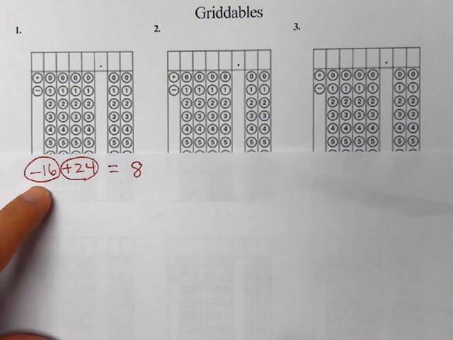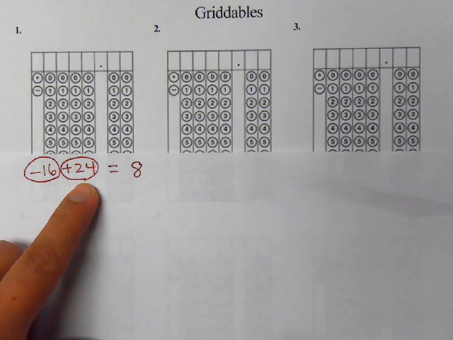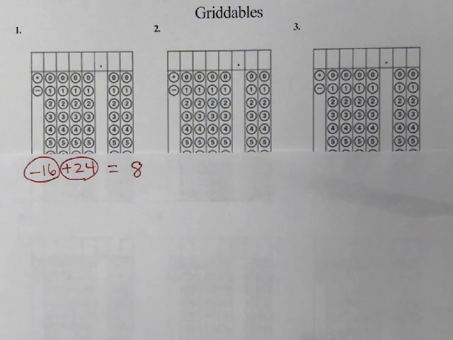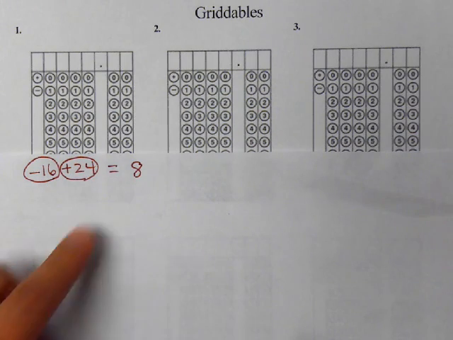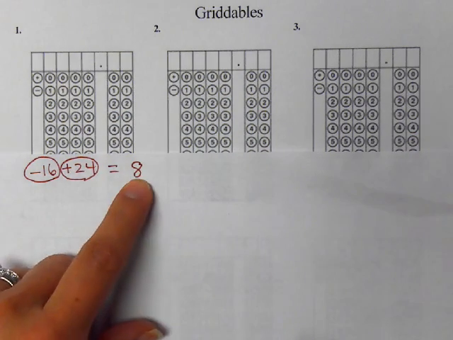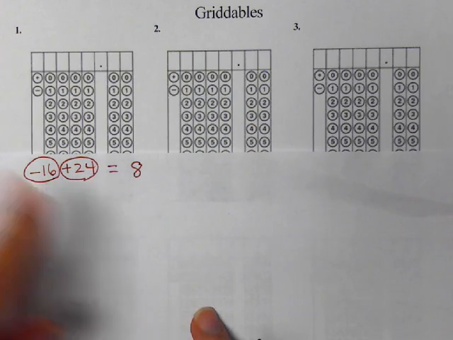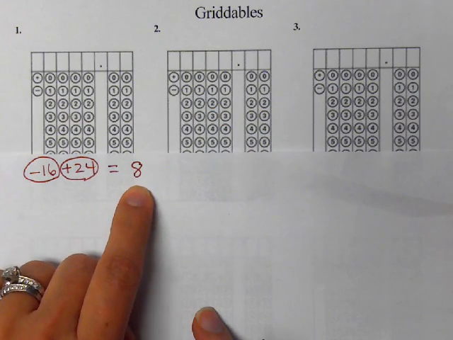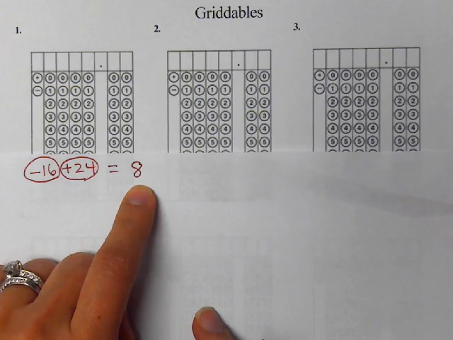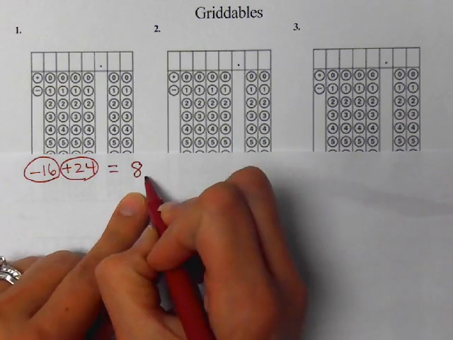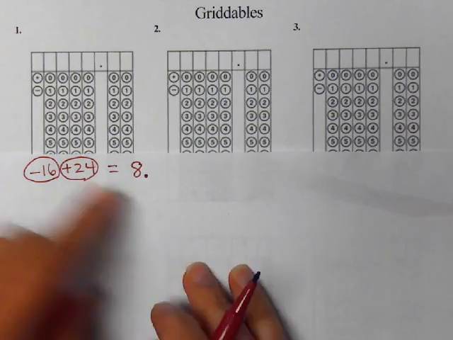The absolute value of 16 is 16. The absolute value of 24 is 24. Who's bigger? 24, right? So since 24 is positive, my answer is going to stay positive. Now, if you think of this as $8, where is your decimal in $8? At the end, right? So that is how you're going to grid it on your griddable.